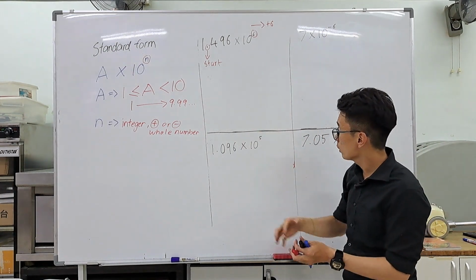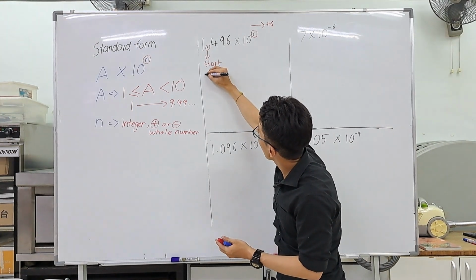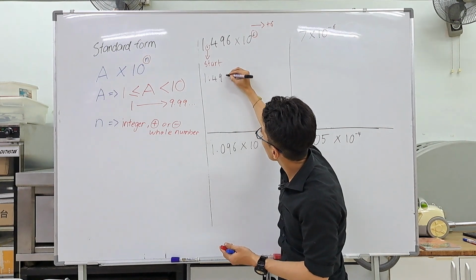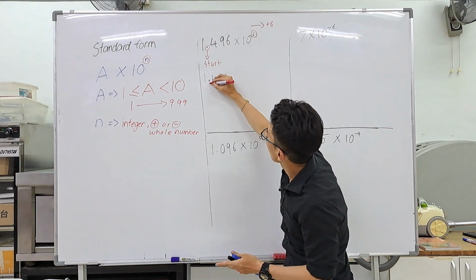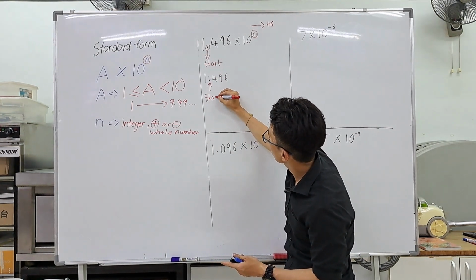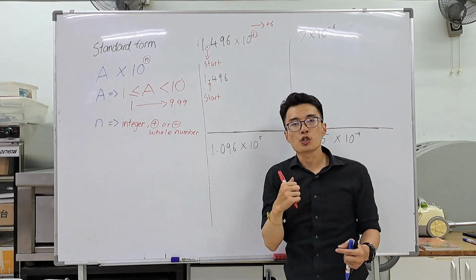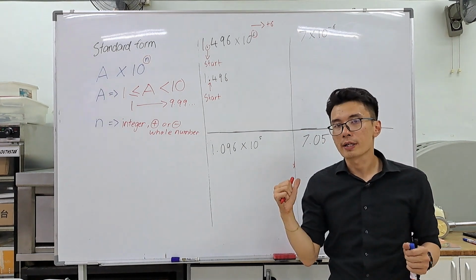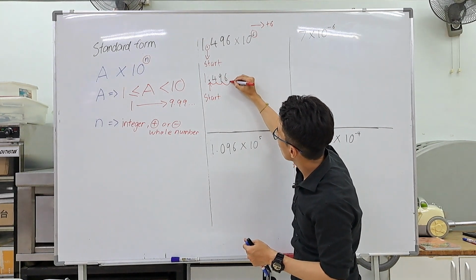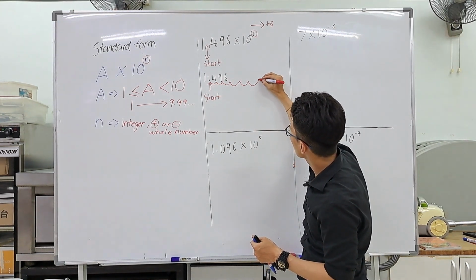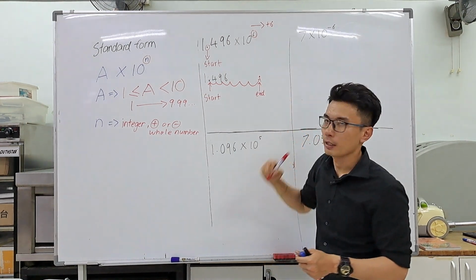That is all you need from the standard form, and the next thing is to convert it into a whole number. So let's get started. I have 1.496. That is my starting point. Based on the power, I know I have to jump 6 steps forward to my right. So let's do that: 1, 2, 3, 4, 5, 6. That's my end.